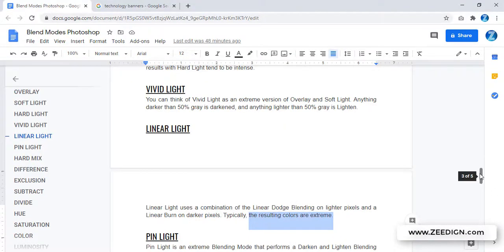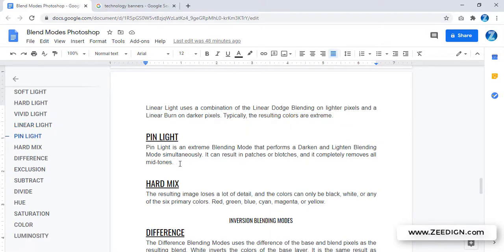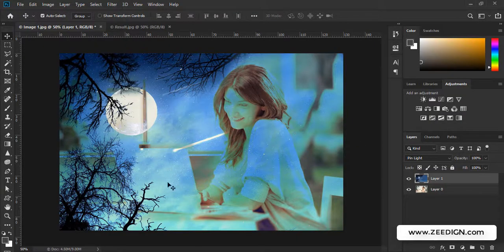Then we have got pin light. Let's learn about that. So pin light is an extreme blending mode that performs a darken and lighten blending mode simultaneously. It can result in patches or blotches, and it completely removes all midtones. So it is an extreme blending mode, which means it will go to the extremes in both cases. When it performs darken, it will go to the extreme, and when it performs lighten, it will go to the extreme, but it will do that simultaneously. So it can result in patches or blotches, which means that it may appear a bit weird, and yes, it is appearing so.